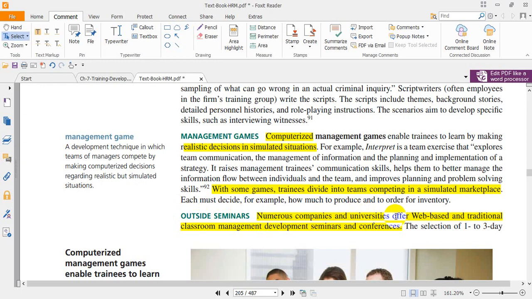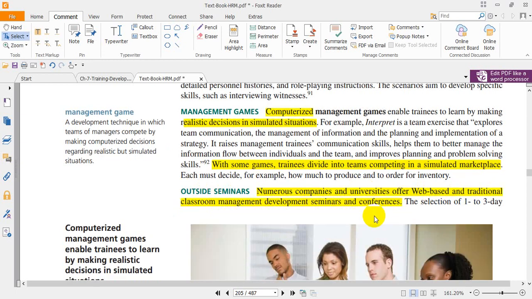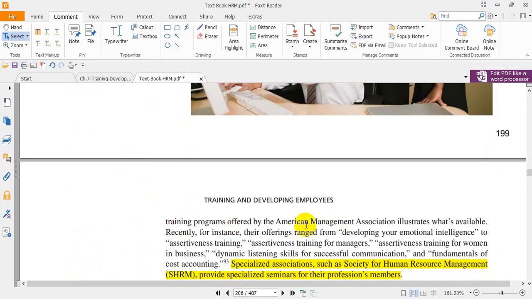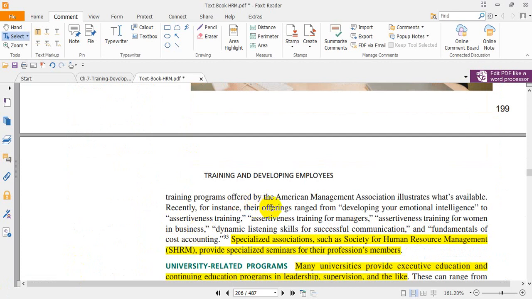Numerous companies and universities offer web-based and traditional classroom management development seminars and conferences. The selection of 1 to 3 day training programs offered by the American Management Association illustrates what's available. Recently, for instance, their offerings ranged from developing your emotional intelligence to assertiveness training for managers, assertiveness training for women in business, dynamic listening skills for successful communication, and fundamentals of cost accounting. Specialized associations, such as the Society for Human Resource Management, provide specialized seminars for their professions' members.